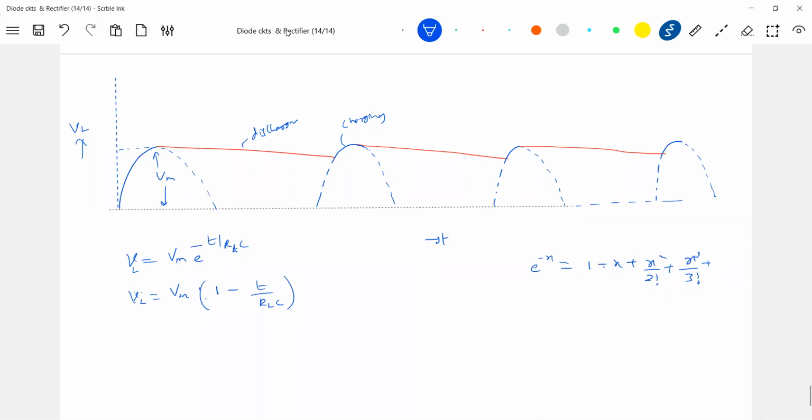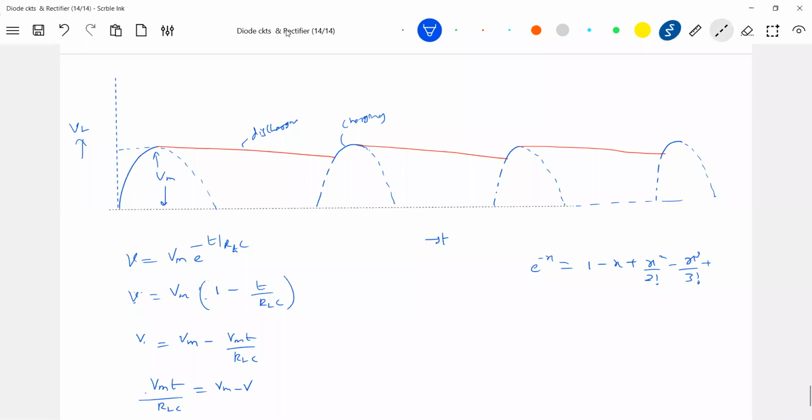Is it okay? Neglecting higher order terms will end up with this. So this will be VL equal to VM. So what is that VL minus VM? Let me take it only as V. So this will become VM t by RLC is equal to VM minus V. What is that VM minus V? That is the fluctuation, delta V.